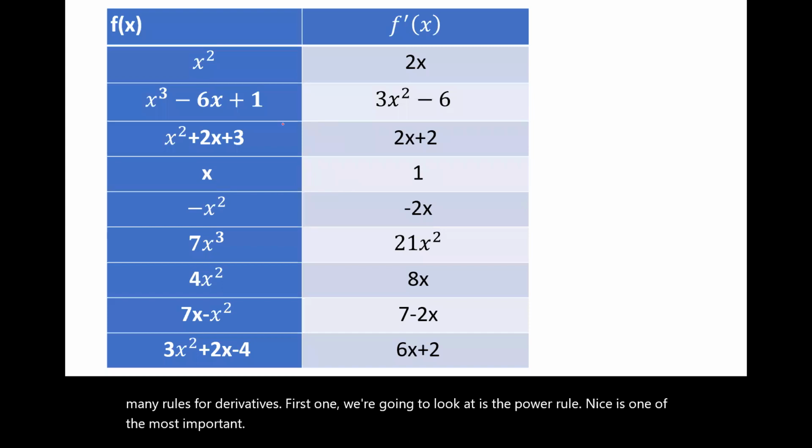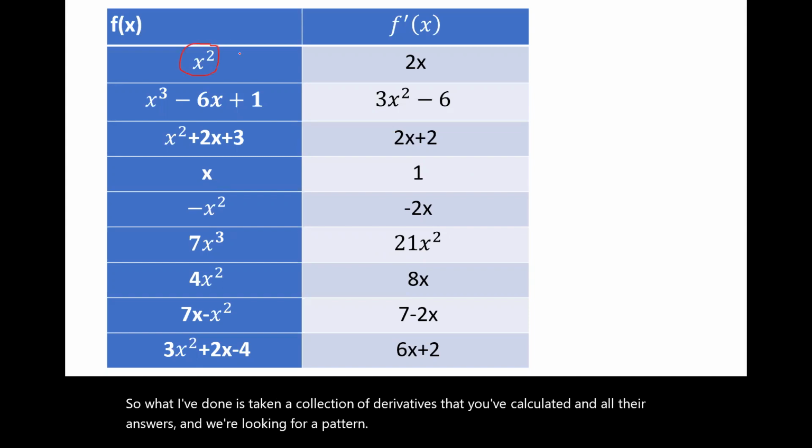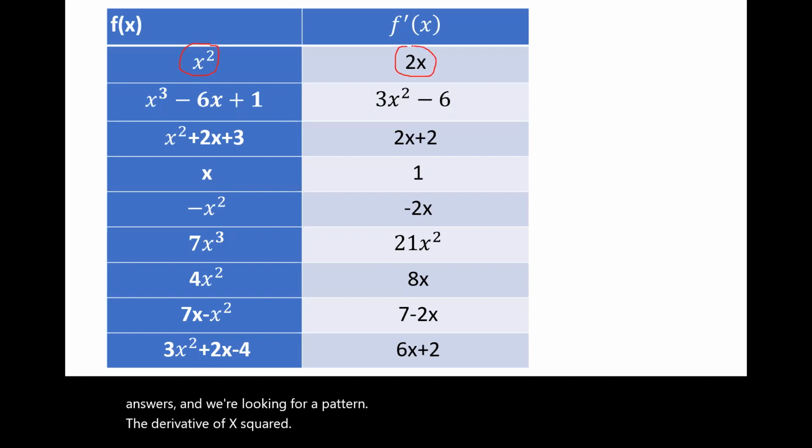So what I've done is taken a collection of derivatives that you've calculated and all their answers. And we're looking for a pattern. The derivative of x squared is 2x. Derivative of x cubed is 3x squared. What's happening with the exponent? Used to be 2, now it's 1. Used to be 3, now it's 2. Well, that's interesting. Used to be 1, now it's 0. Because there was no x there, so that's x to the 0.